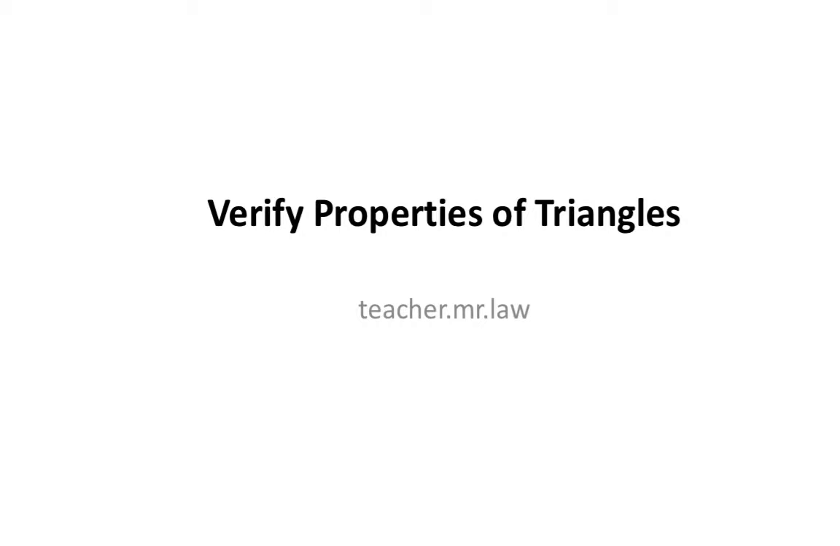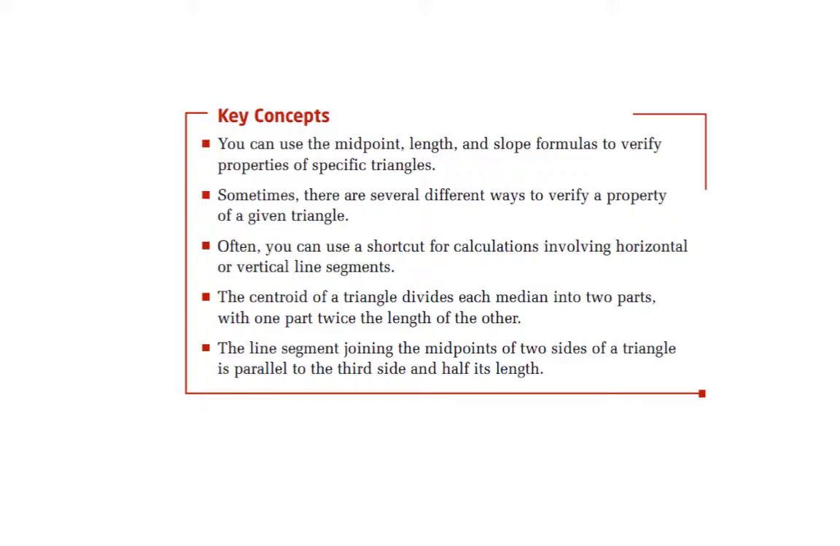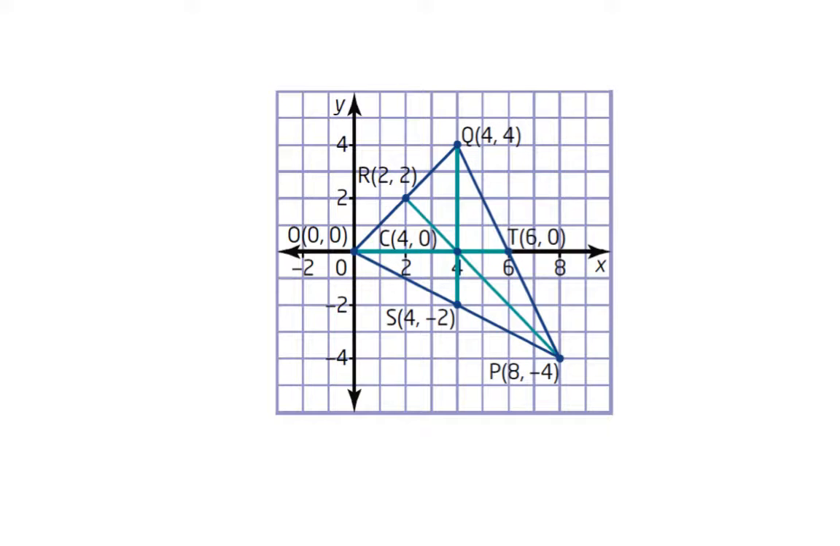In the second part of today's lesson, we'll be verifying the properties of triangles. Here are the key points for today. I'm going to show you diagrams related to these 2 points. In this diagram, we have 3 medians drawn within a triangle, and they meet at a single point. If you recall, this point is called the centroid.